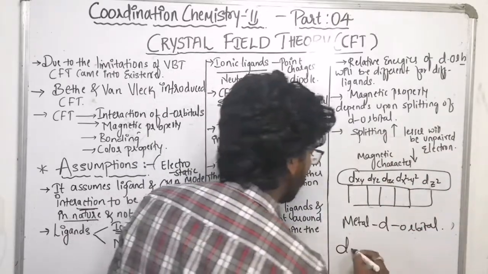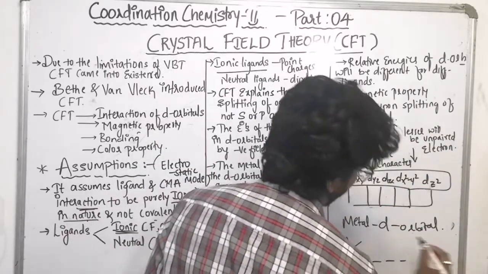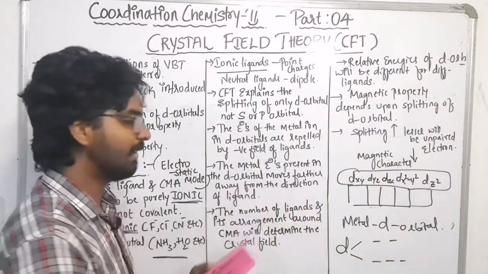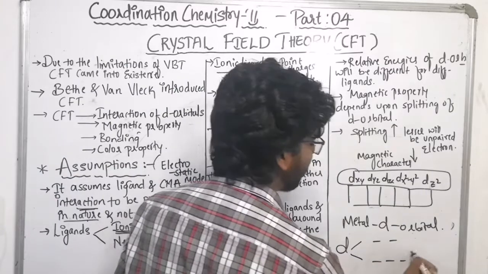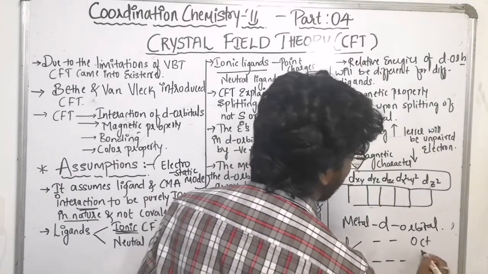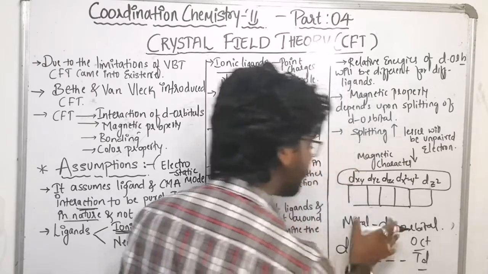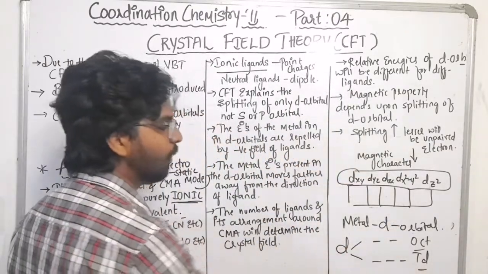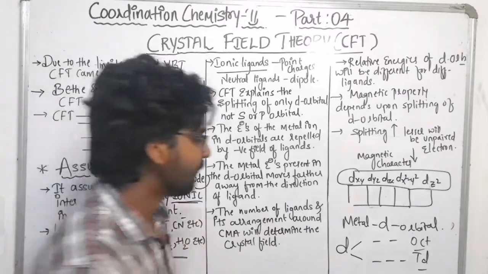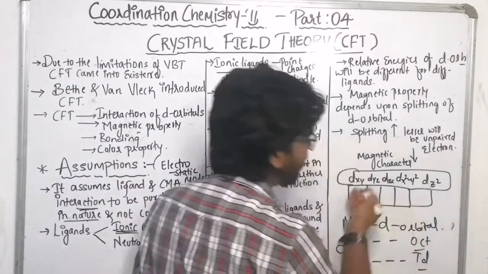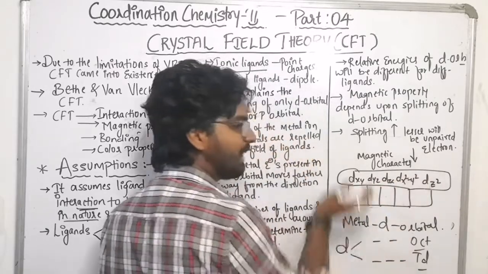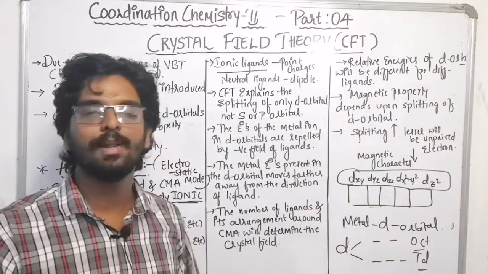So this d orbital is split into two energy levels. But here the thing is, it also depends upon the field, whether it is an octahedral field or a tetrahedral field. So how the splitting will take place, why the splitting is taking place, and how these orbitals are considered as lower energy orbitals and higher energy orbitals, all these things will be learnt later.